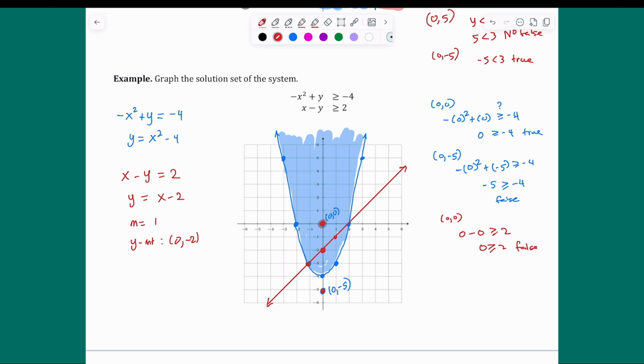Okay, and so what about 0, -5? So 0 minus a -5, is that greater or equal to 2? And that would give us 5. 5 greater or equal to 2, that is true. So we're going to shade below the line there. Okay. And so you can see that the region that's in common is basically where they meet in this little region there. All right.